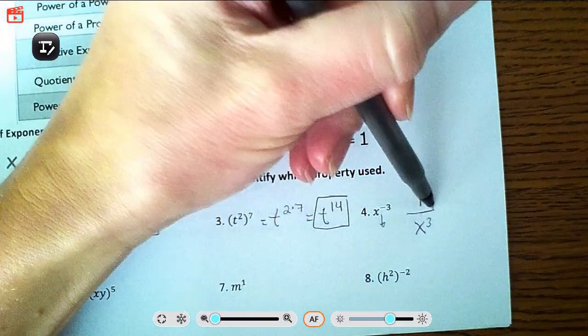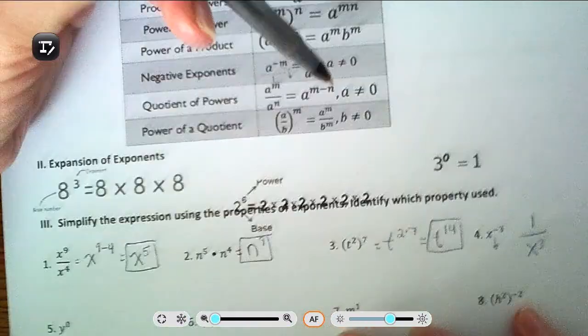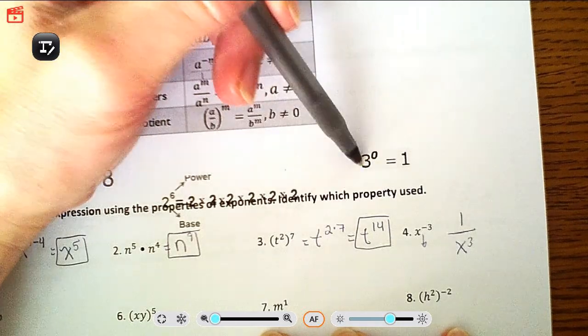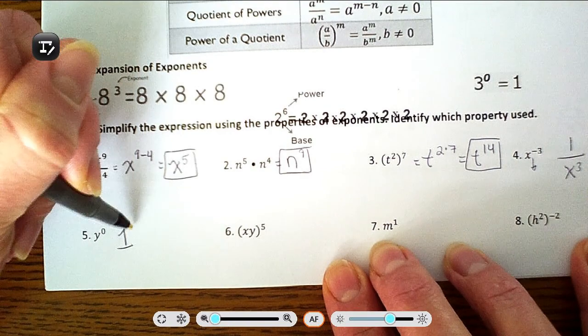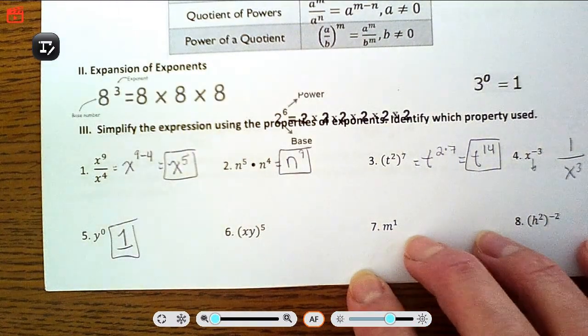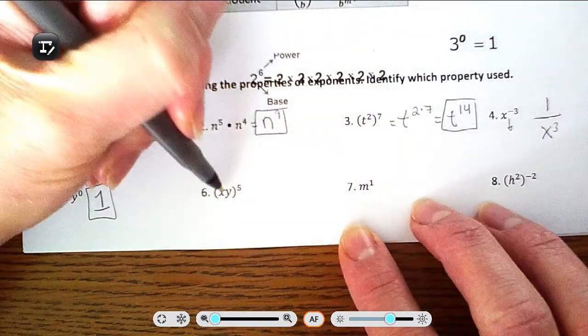under that vinculum. Okay, next one, anything to the 0 power. This is the last property. No, it's not. It's this property. Anything to the 0 power is just the coefficient of 1, or a constant of 1. I like to call it a coefficient though, because normally there's more terms around, and so that part will just become a 1 multiplier. Okay, xy to the 5th, that's right here.